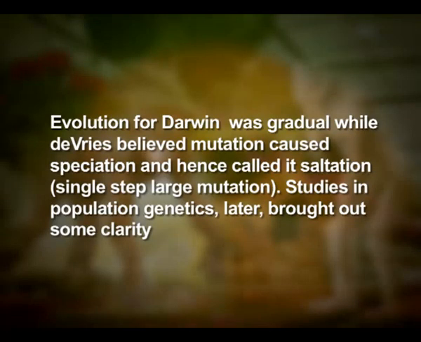Evolution of Darwin was gradual, while de Vries believed mutation caused speciation and hence called it saltation, meaning single-step large mutation. Studies in population genetics later brought out some clarity.